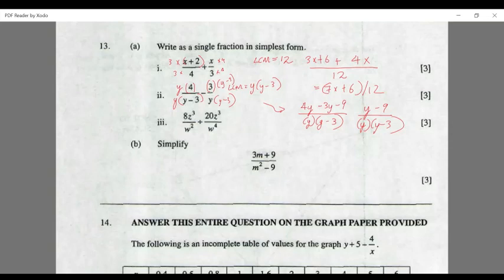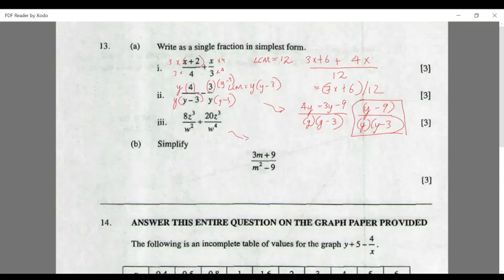And recognize that this is as simple as this can get. You can expand if you want to, so then you would get y squared minus 9, but it won't do you any good. This is as simple as this will get. So this is the answer.